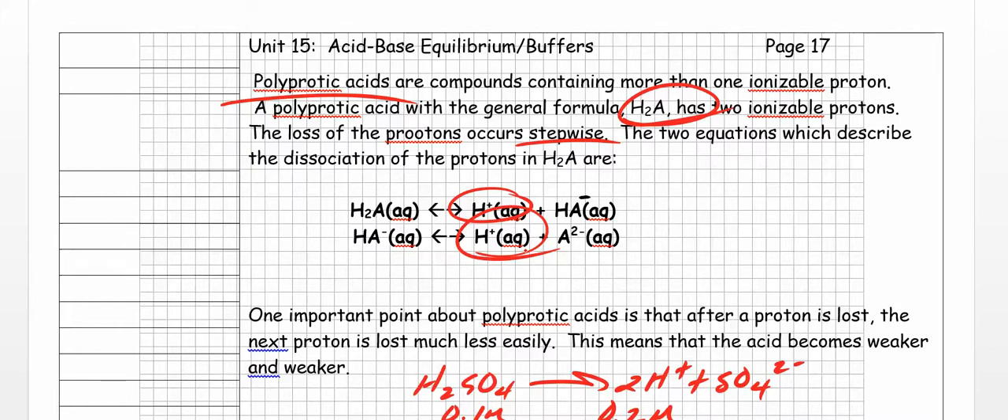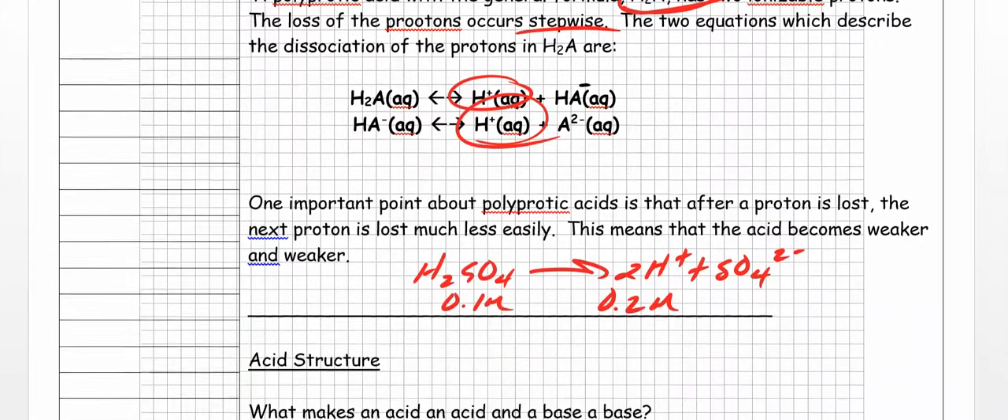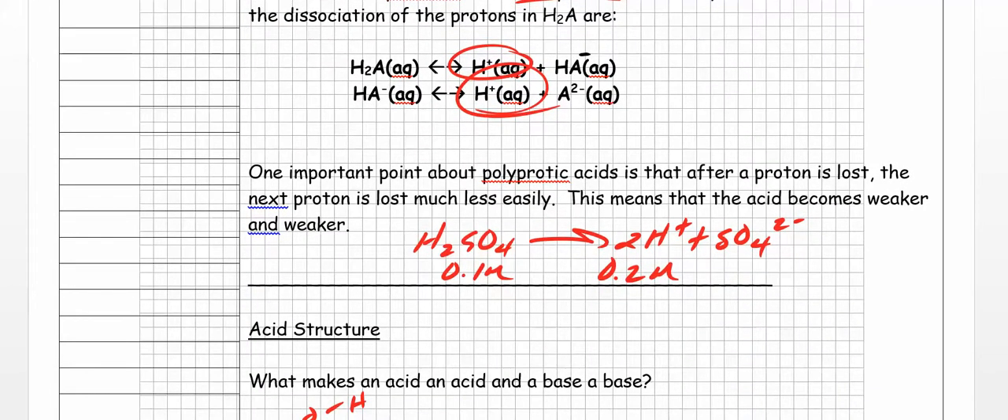Now, one important point about polyprotic acids is that once you lose the first proton, the next proton is much harder to lose, okay? It's lost much less easily. So that means that the acid itself becomes weaker and weaker and weaker. So let's take a look at a common misconception, and that is this one right here. We know that H2SO4, sulfuric acid, is a strong acid, right?